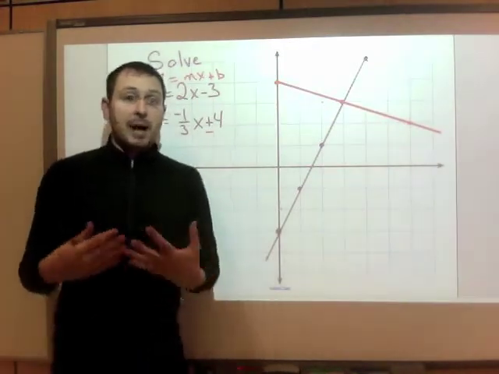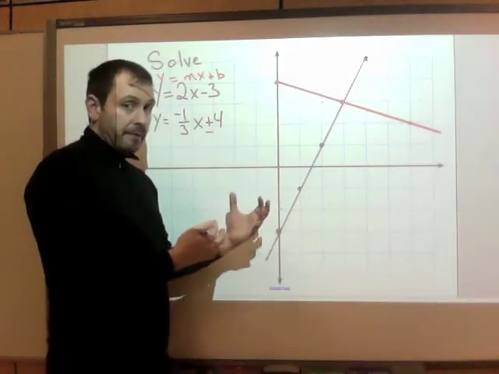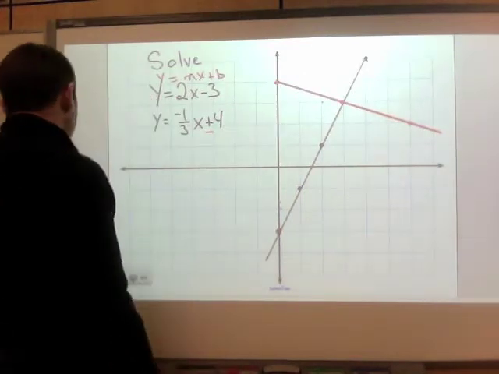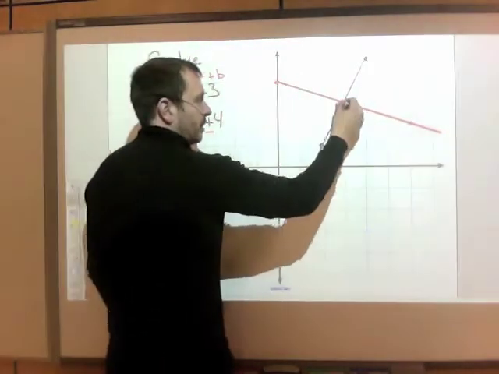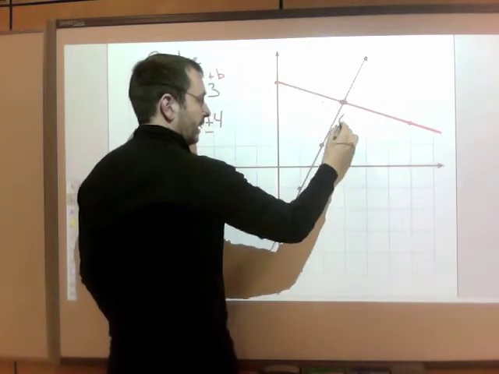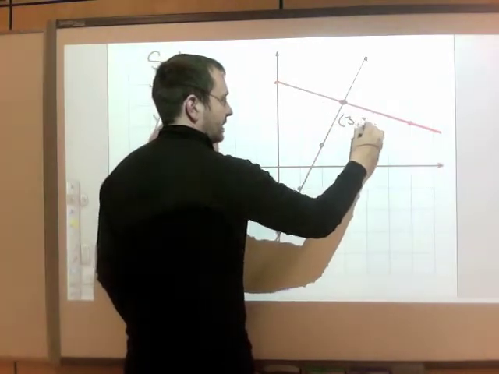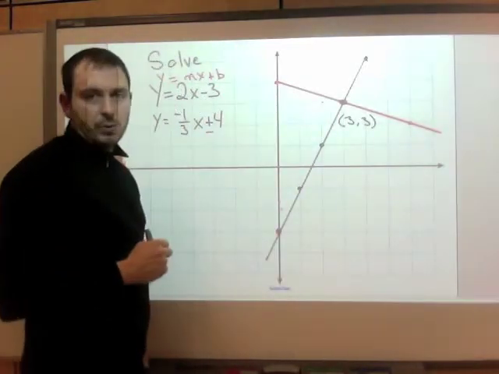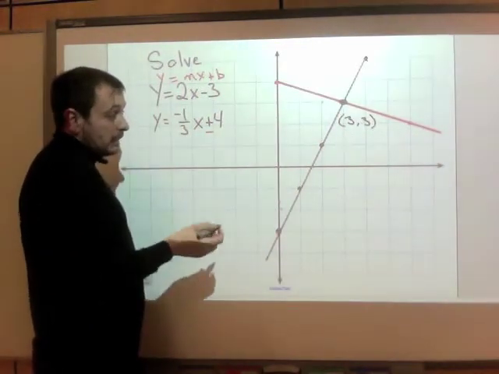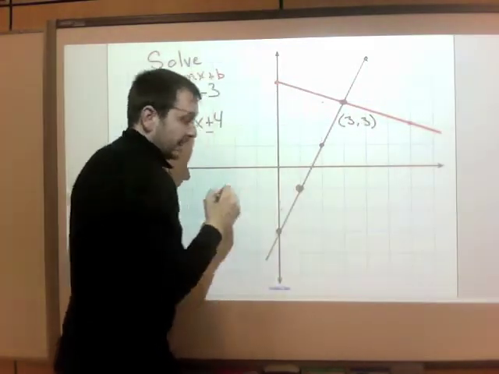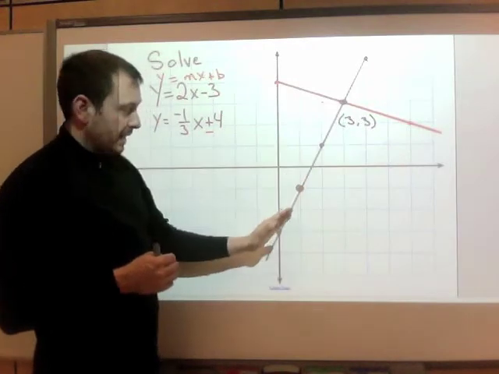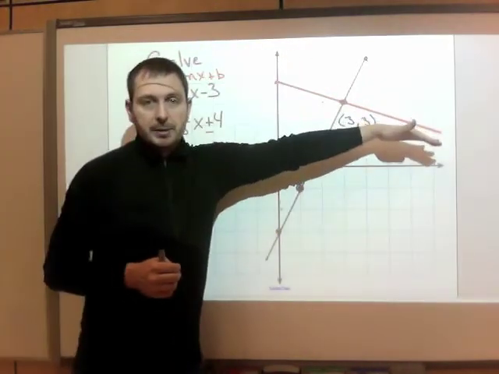To solve by graphing, you need to graph. So I've graphed the lines. Now to solve it, solving is where they meet each other. These are meeting right here, which is the coordinate over 3, up 3. So x is 3, y is 3. So, for example, this other coordinate didn't solve it. It solved one of the points on this line, but it did not meet the requirements of this line.